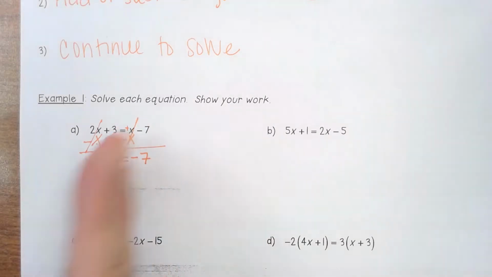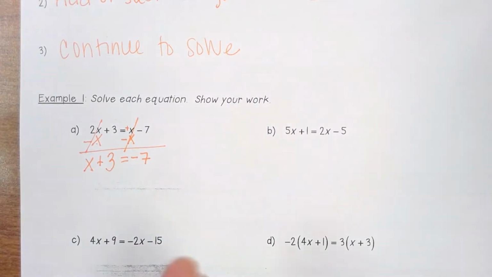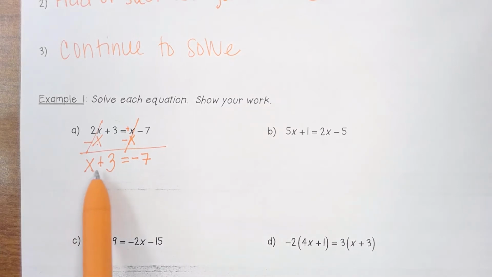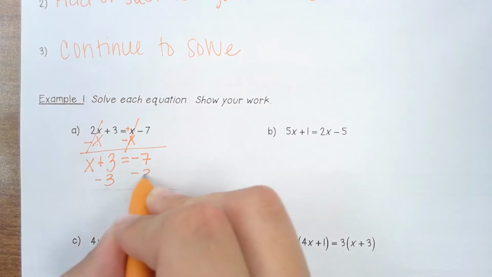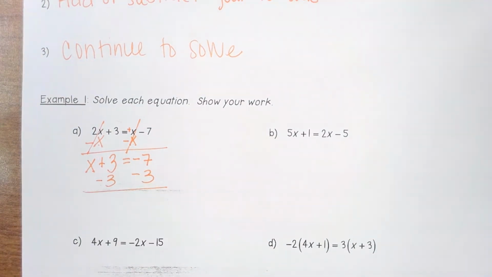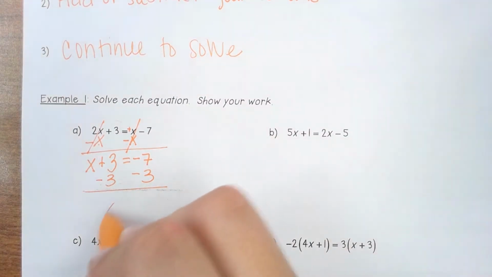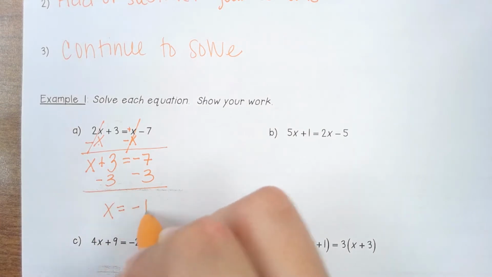Okay, so as soon as you move your variables to one side, you're just going to solve your basic equation like normal. So to get x by itself, the opposite of adding 3 is subtracting 3. And again, you're just going to do that to both sides. So then your final answer is x equals -10.